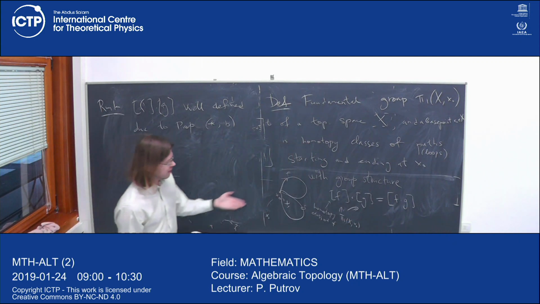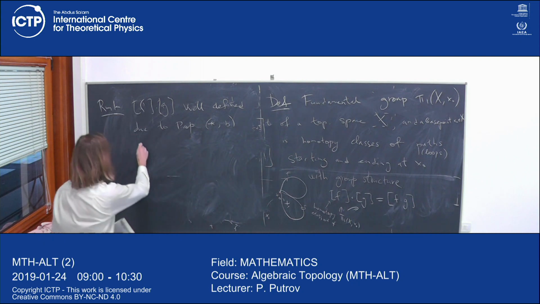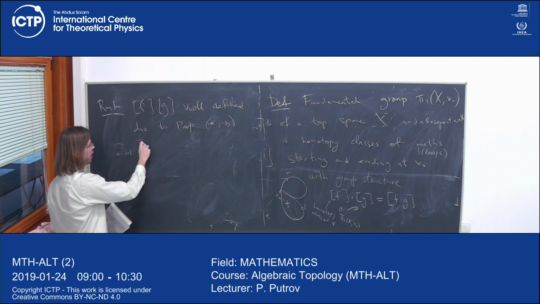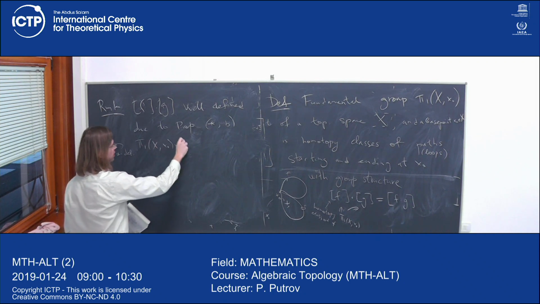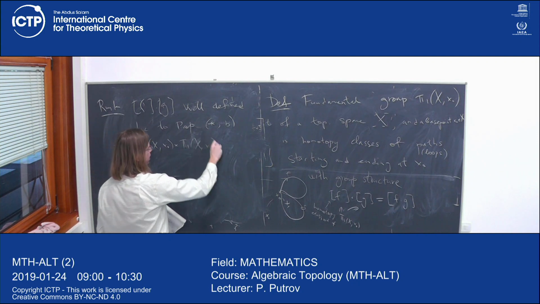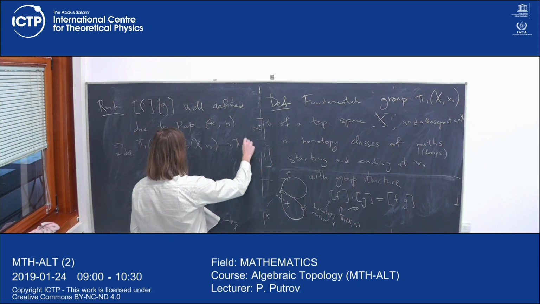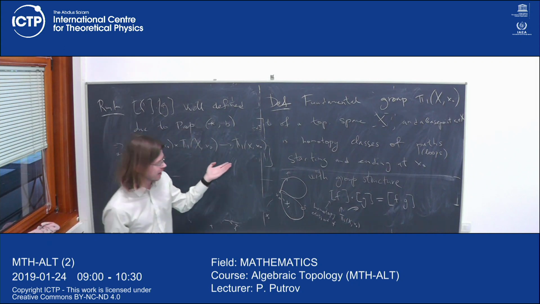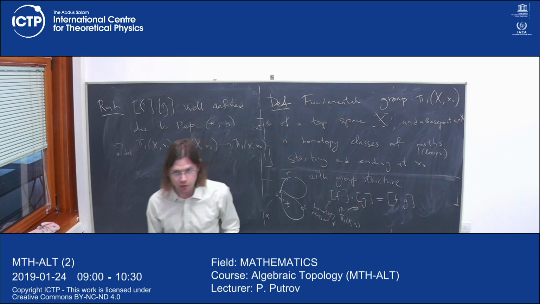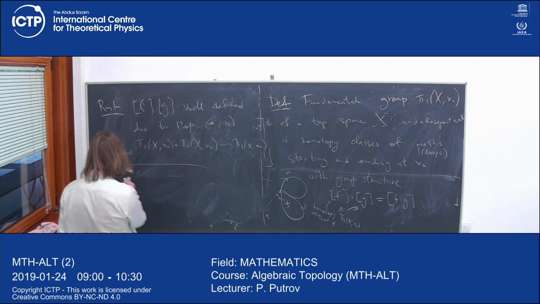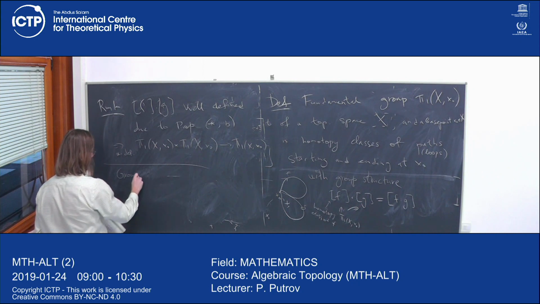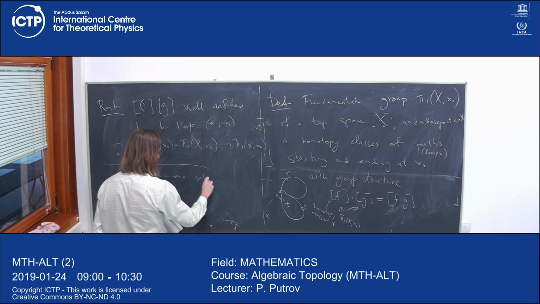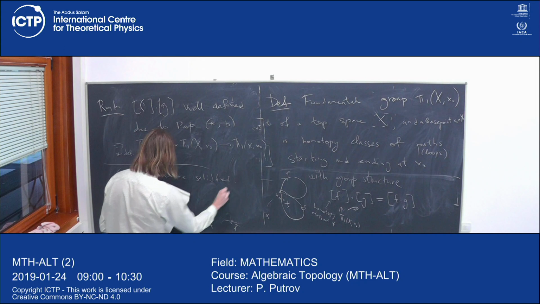Okay, now, this gives a well-defined map from π1(X, x0) times itself to itself. But of course, not every map like this is a group multiplication. We have to check that the group axioms are satisfied. So how do we see this?